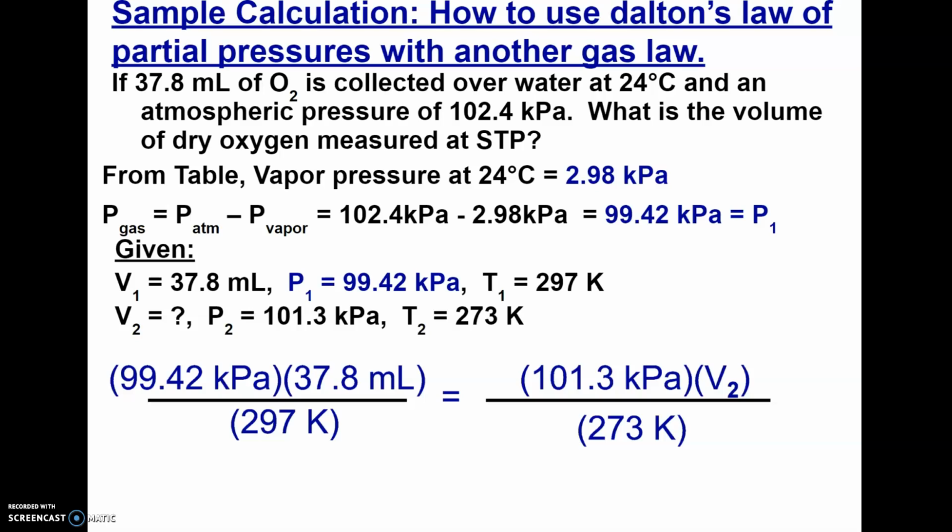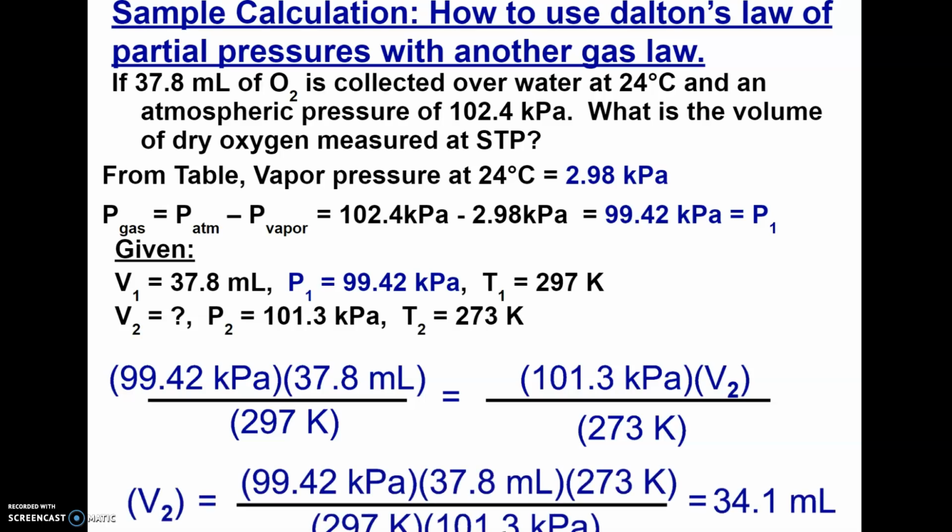And so we know that the standard pressure is 101.3 kPa. We also know that standard temperature is 273 Kelvin. You looked at standard temperature and pressure at the beginning of this gas law unit.